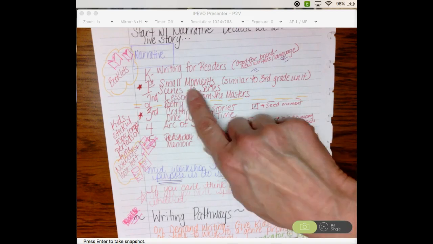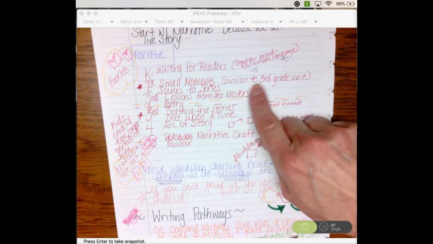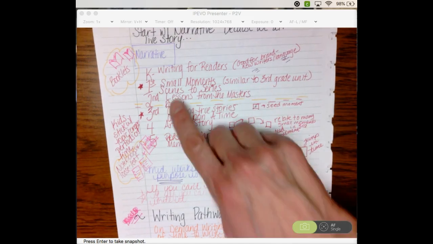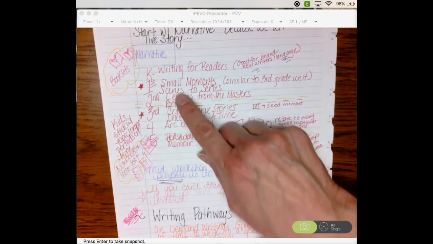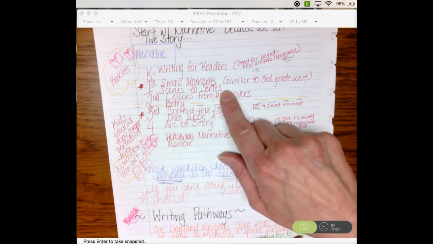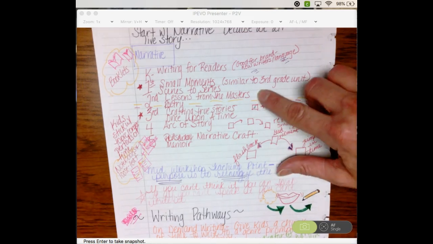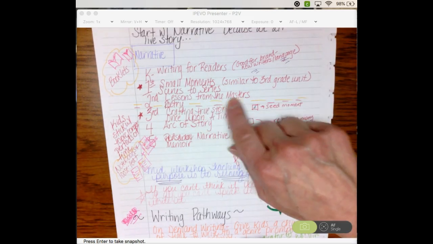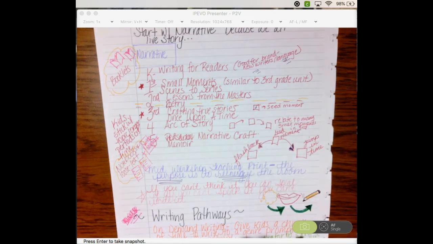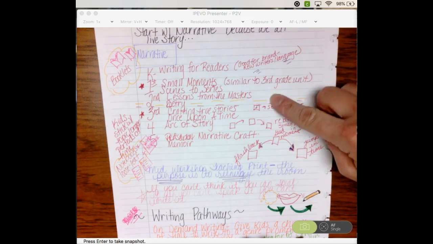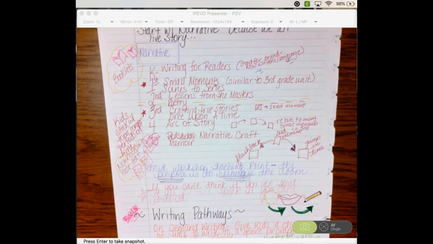And then in first grade, we move into small moments, and this is something that they'll do similar to third grade in a unit. And then they'll talk about developing those small moments from scenes into a series, so writing like a series of books. Second grade, as you guys already know, you taught the lessons from the masters at the beginning of the year, taking those small moments and just making those bigger using mentor text.